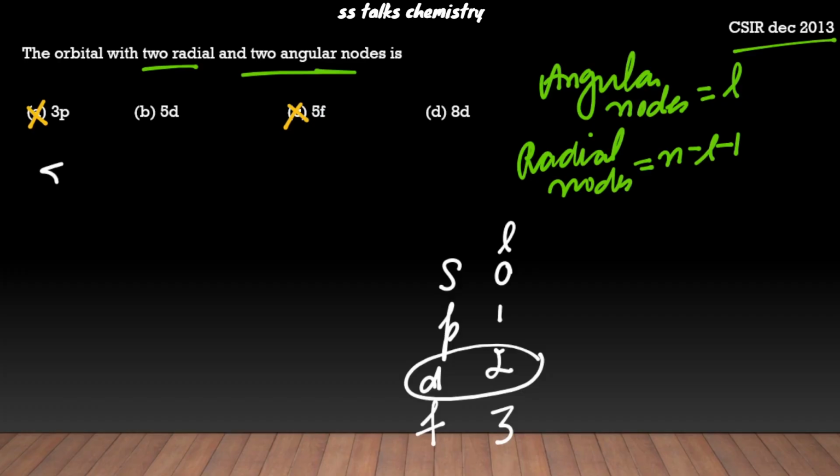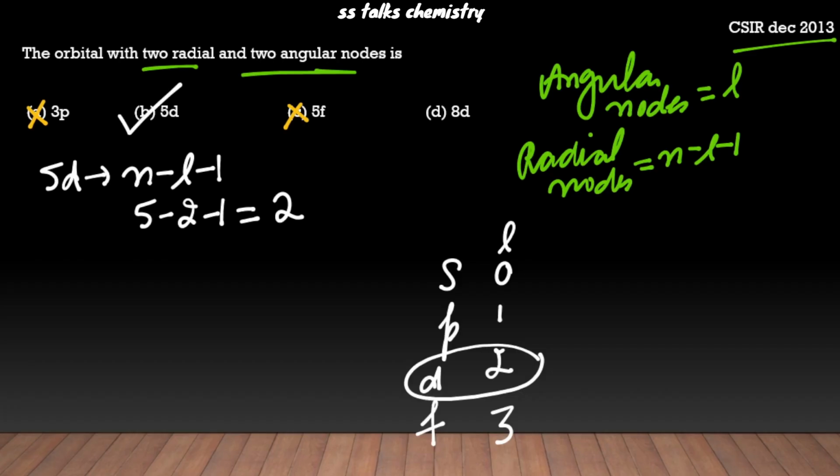So in the 5D, now the radial nodes, if I see it as n minus L minus 1, 5 minus 2 minus 1, that is equal to 2 only. So you can see we have got 2 radial nodes. So the answer is option B only. D1 you can check, the number of radial nodes will be 8 minus 2 minus 1, that is 5 radial nodes you will be getting. So this is a large number of radial nodes. So option B is the only right answer.